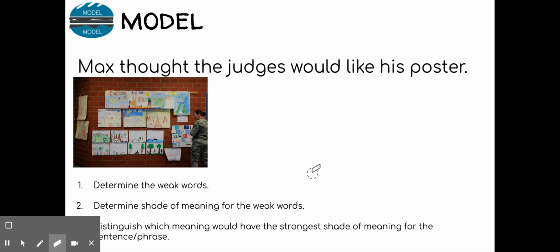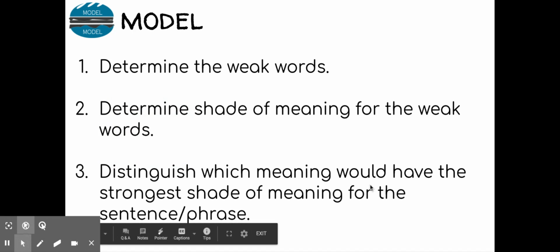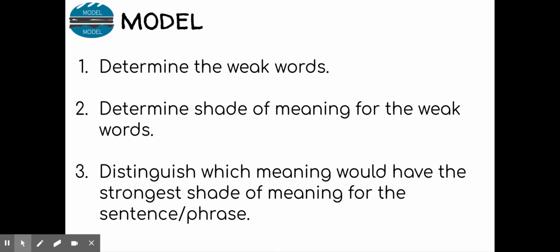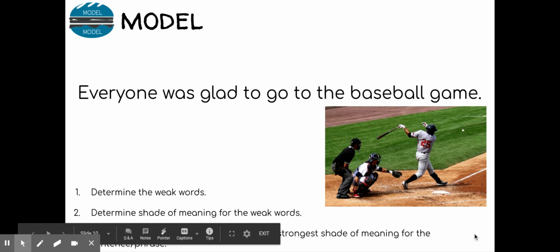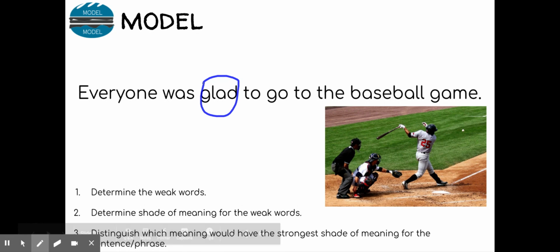So today, as we go through sentences and some paragraphs, we're going to determine weak words, determine the shade of meaning for the weak word, distinguish which meaning would have the strongest shade, and then change that sentence around. So another example would be, everyone was glad to go to the baseball game. The weak word that I can think of here would be glad.